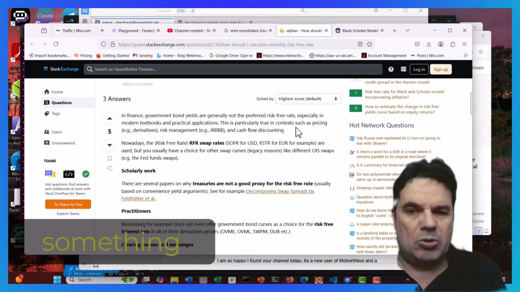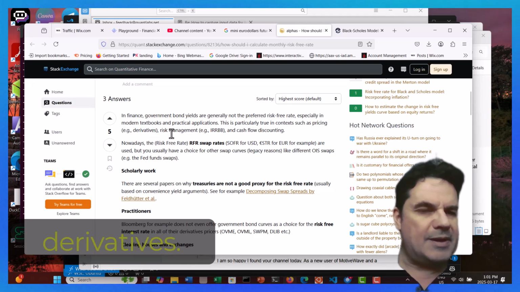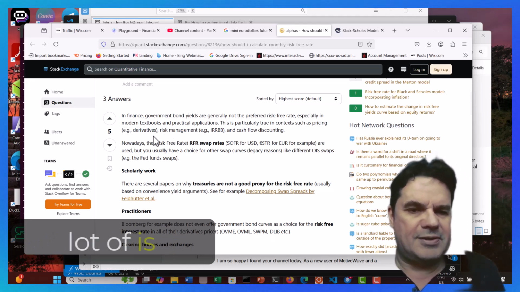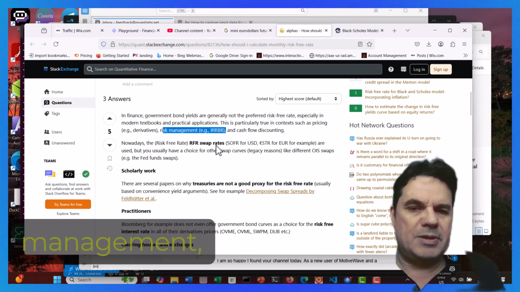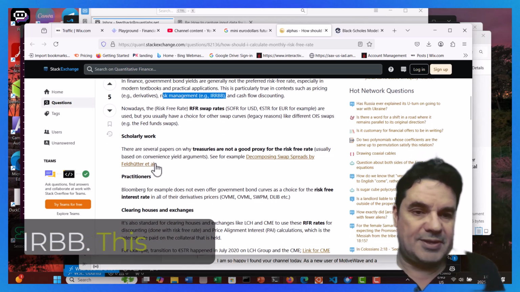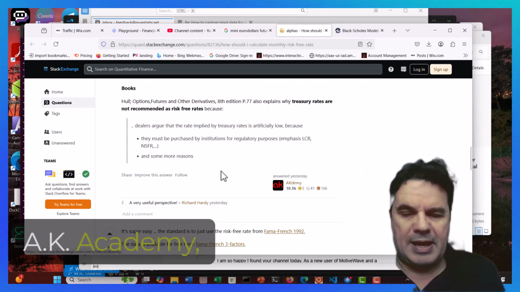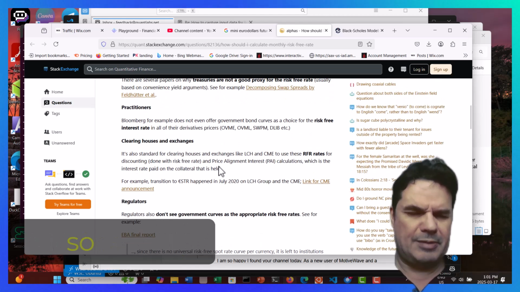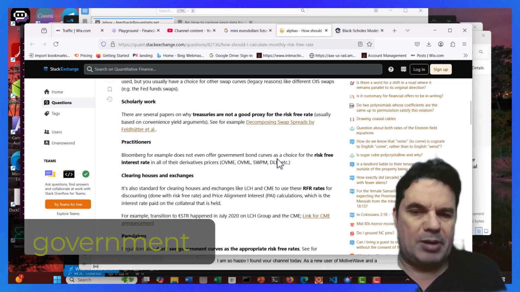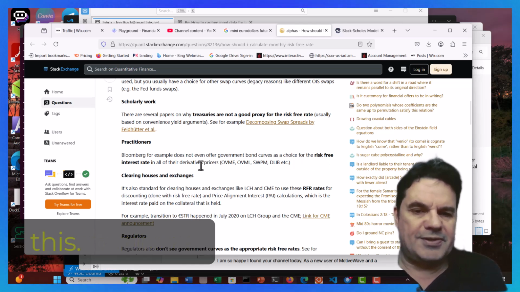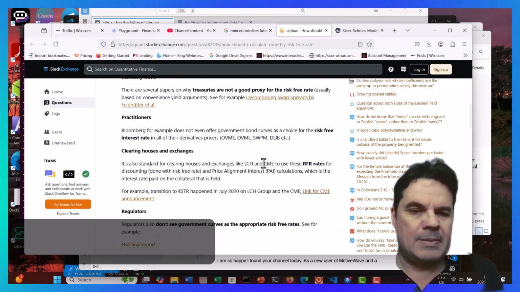So I missed something here. Particularly true in contexts such as pricing derivatives. That's what we're doing a lot of, derivatives. Plus, we can also include risk management, IRRBB. This guy knows what he's talking about, whoever it is. Let me see who it is. AK Academy. So they probably know what they're talking about. Bloomberg does not even offer government bond curves for this. The risk-free rate is used in all of their derivatives pricing.